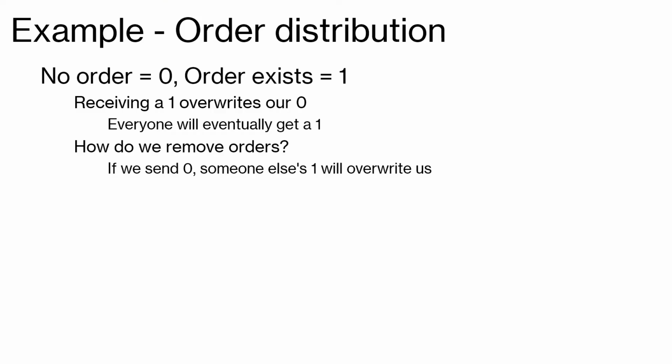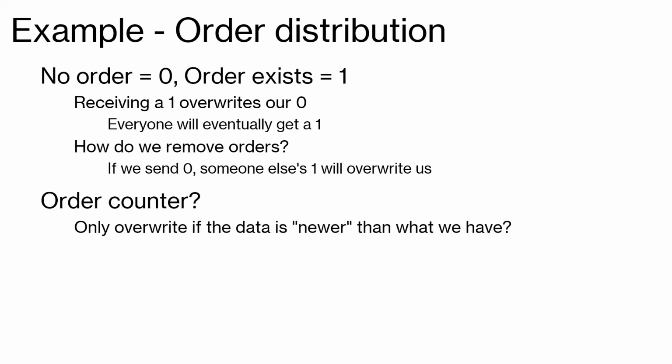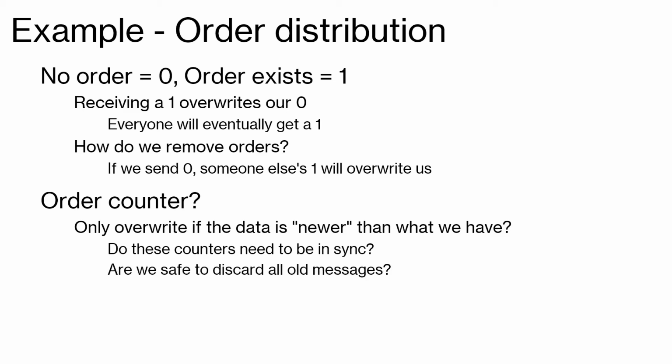So let's impose some ordering. Let's try an order counter, for example. Try to only override the data if it is newer than what we have. Seems like a reasonable start, I think. But now we start getting more interesting questions like, do these counters need to be in sync? And how do we get them to be in sync? And is it safe to discard all old messages and just accept only the newest one?